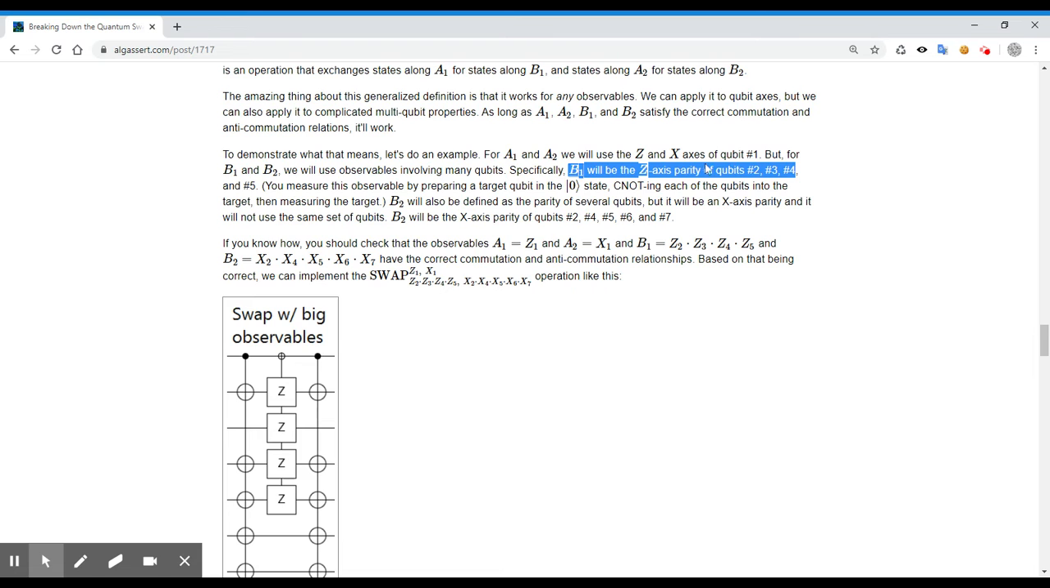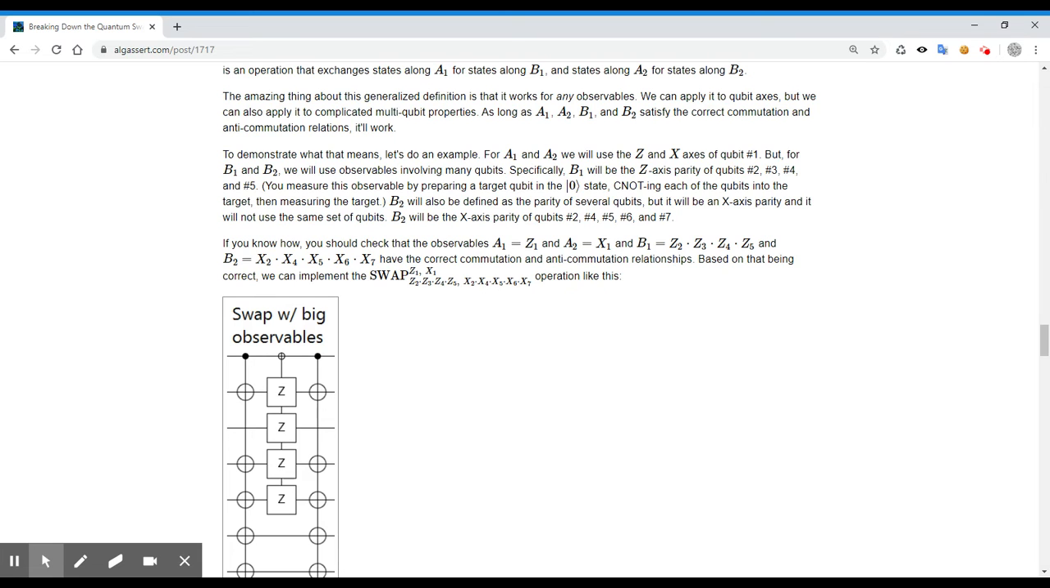Okay, so now we're getting it. So we're really talking about observables. This means things that you want to observe. So literally, because the parity is also an observable, right? So something you can measure. You measure this observable by preparing a target qubit in the 0 state, CNOTing each of the qubits into the target, and measuring the target.